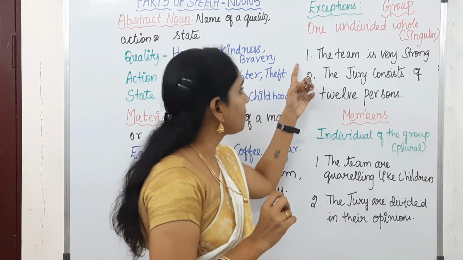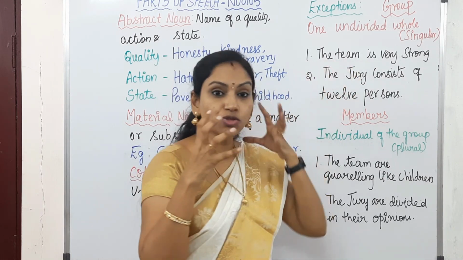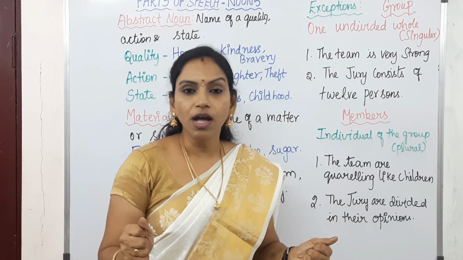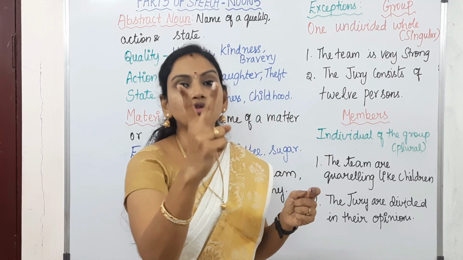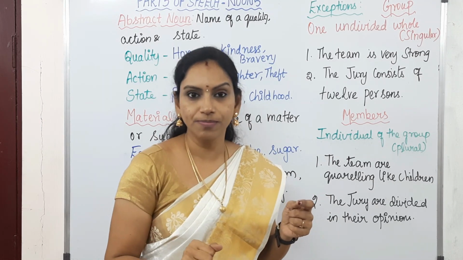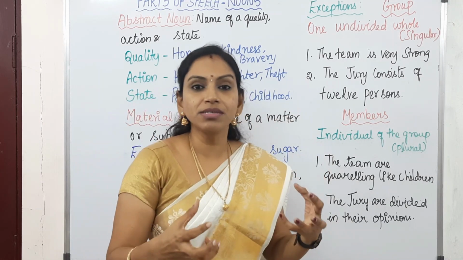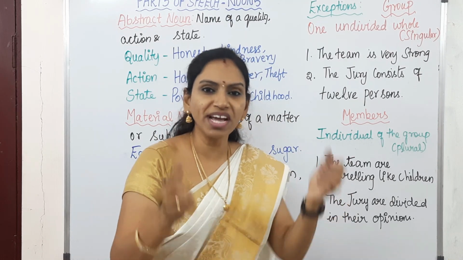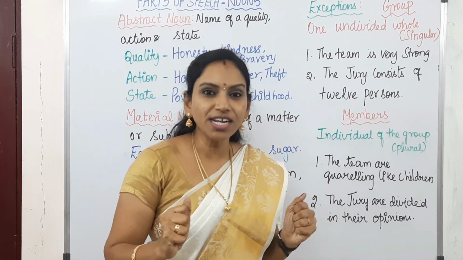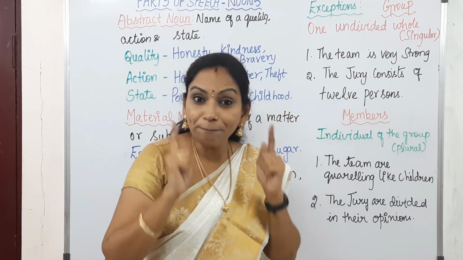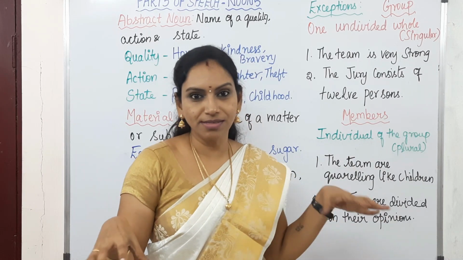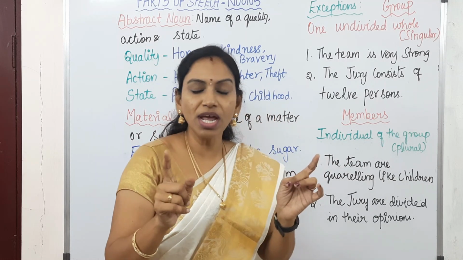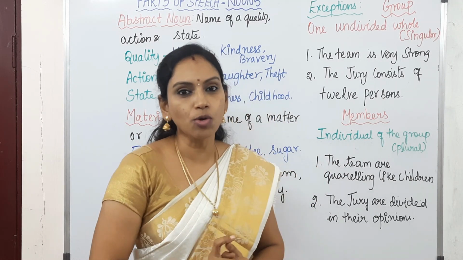Let me tell you an example. The team is very strong. When I am saying that particular team is very strong, if the team has only one or two members, we don't call it a team. A cricket team, 11 players, will make a very strong team. Definitely, that word strong implies the 11 players. In such a case, we don't treat the team as a plural. We will call it a singular noun only.